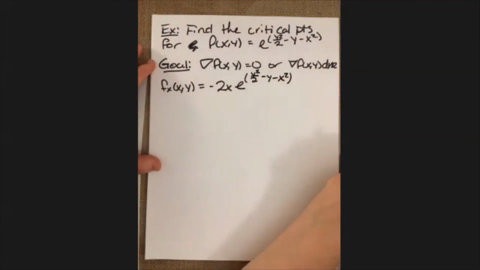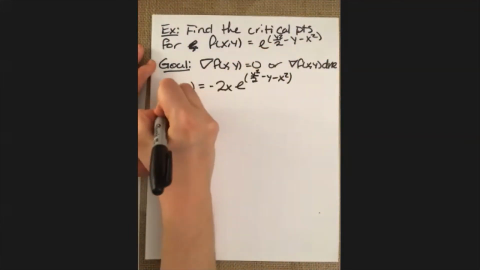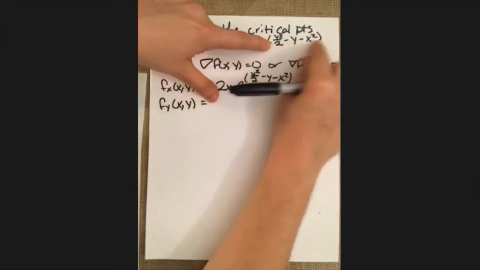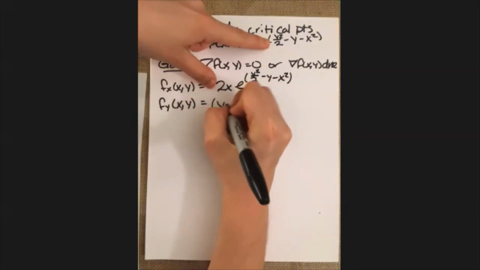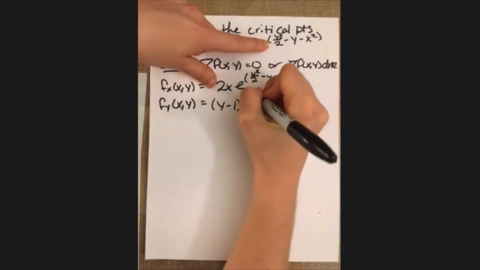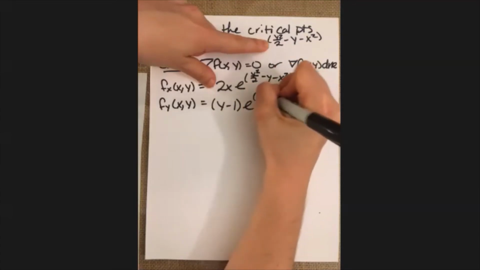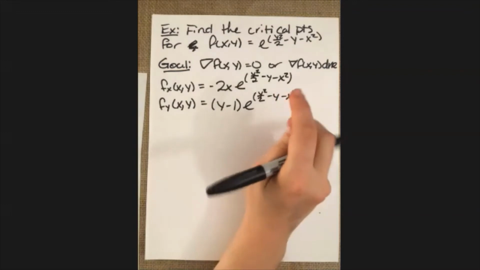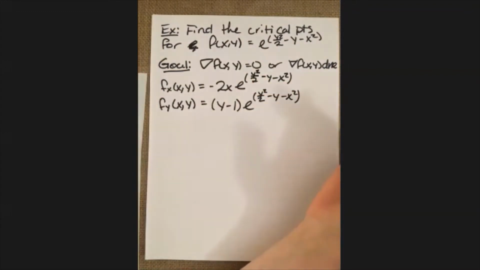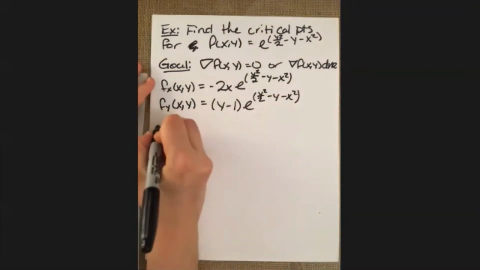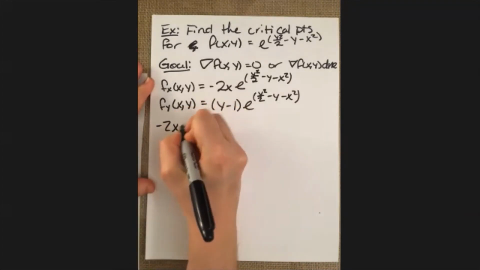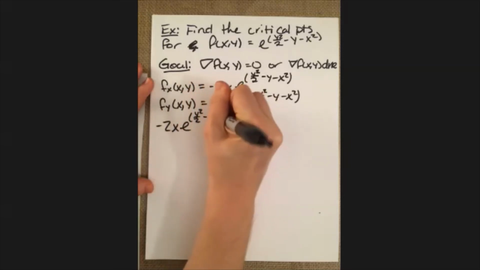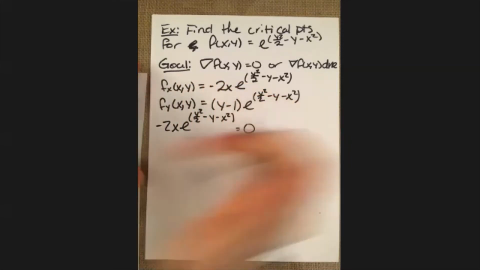Just like so. And then if I wanted to take my partial derivative with respect to y, that's going to be equal to the derivative of this guy up here, which is going to be y minus 1, and then e to the y squared over 2 minus y minus x squared. Okay, so I'm going to set each of these equal to 0 and solve for x and y. So I have negative 2x e to the y squared over 2 minus y minus x squared equal to 0.